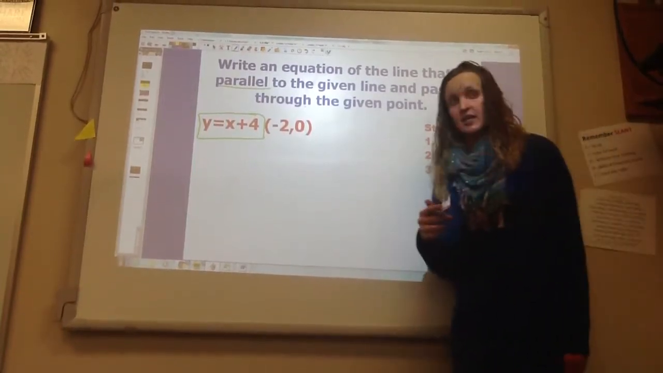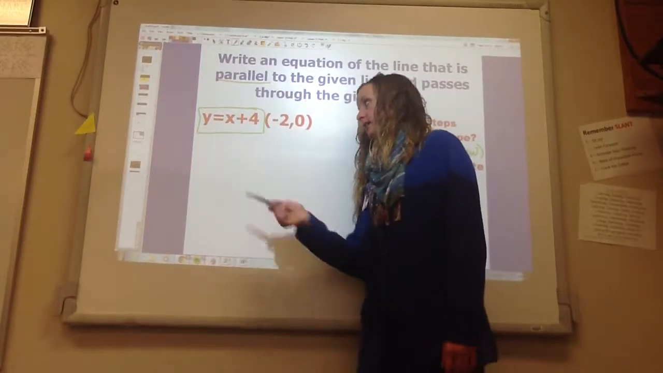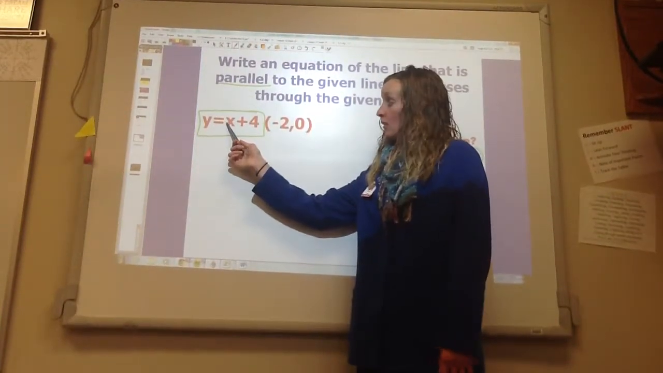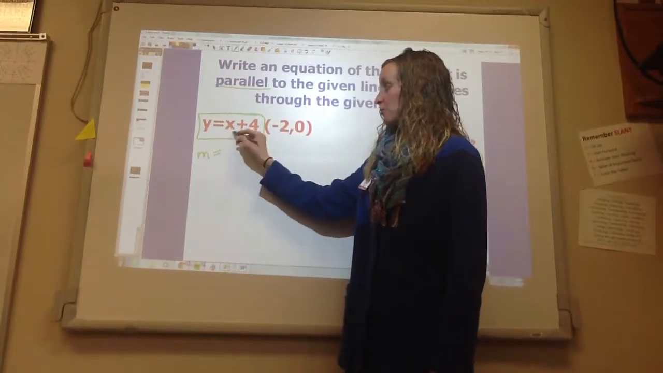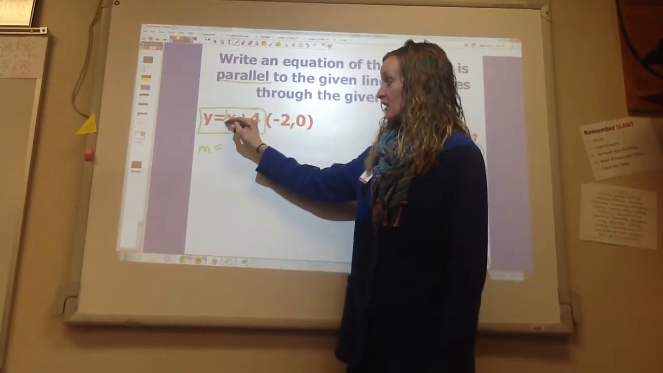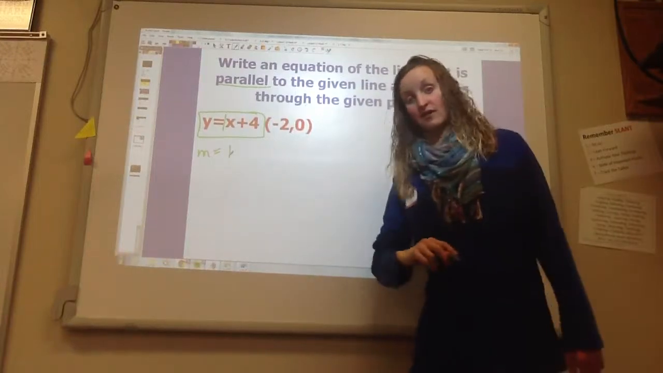So let's do this first thing. If we look at our slope, well, some of you guys would say our slope is x. No. Slope is the number before x, and because of that, our slope is 1.